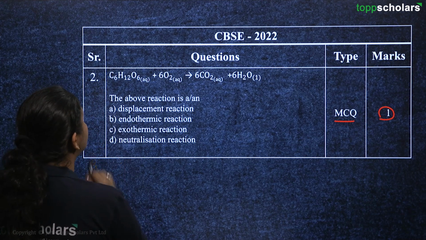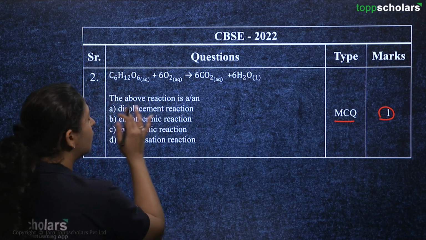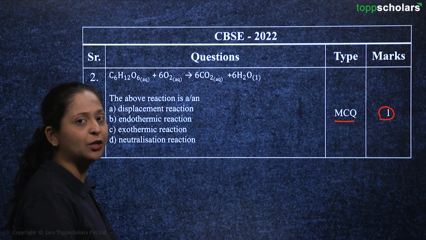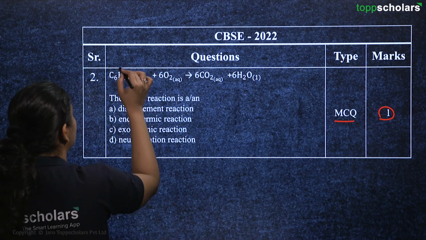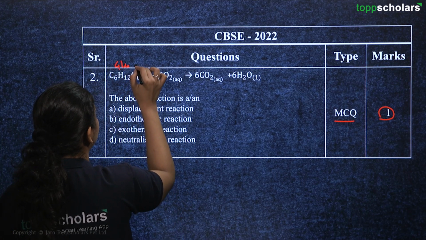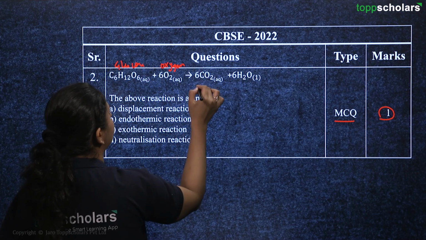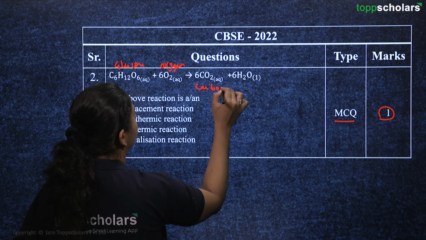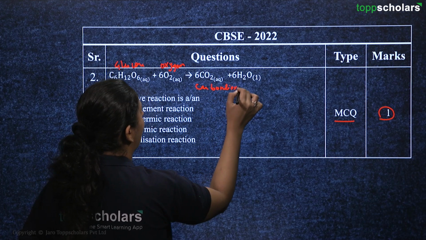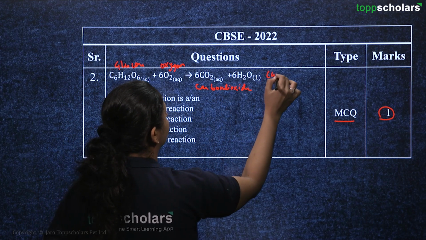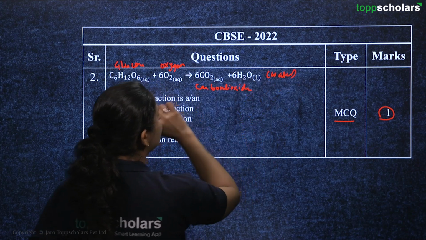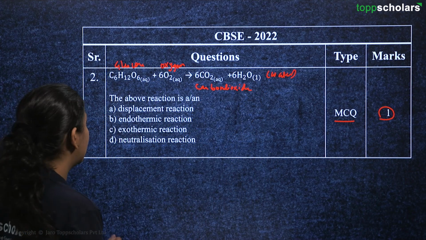They have given you the reaction, correct? And if you look into this reaction, this is actually your respiration reaction. This one is your glucose along with oxygen producing carbon dioxide and water. Rather, this is a balanced chemical reaction for the respiration.